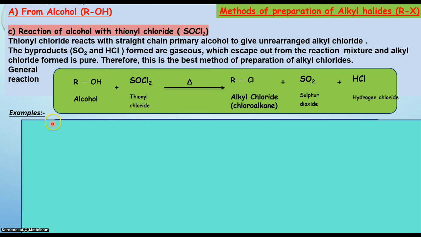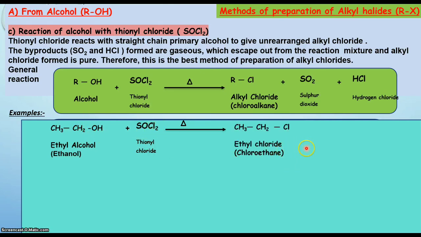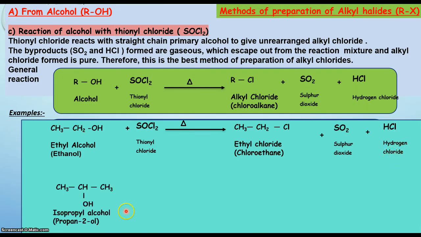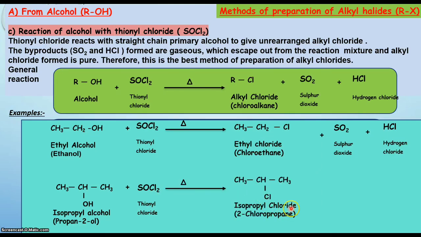Let us see the examples of reactions of alcohol with thionyl chloride. Here is the first example, that is ethyl alcohol. When it reacts with thionyl chloride, that is SOCl2, it gives the product. Now what will be the product here? This OH of ethyl alcohol will be replaced by chlorine, so product is ethyl chloride, and the byproducts will be the same, that is sulfur dioxide and HCl. The second example, isopropyl alcohol reacts with thionyl chloride and results in isopropyl chloride, sulfur dioxide and HCl. In this reaction also, the hydroxyl group of alcohol is replaced by chlorine and forms the product, that is isopropyl chloride.